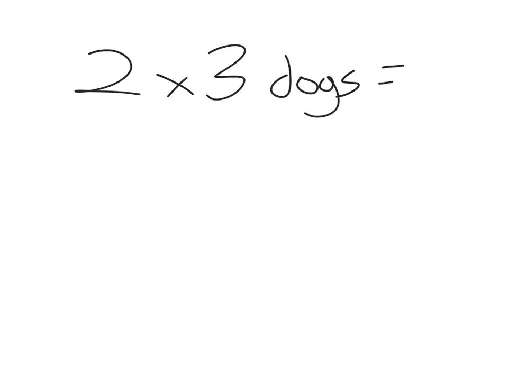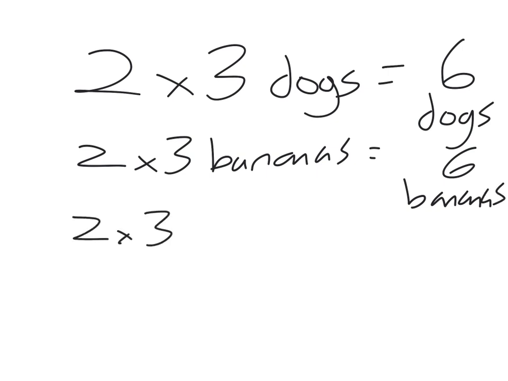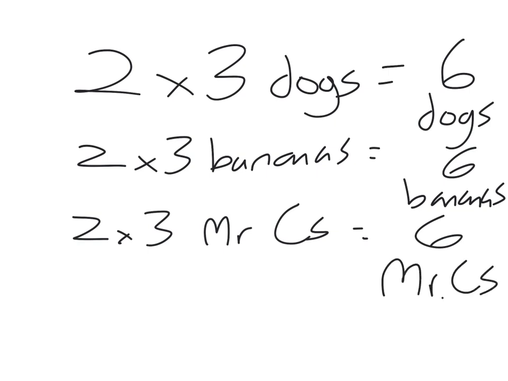Let's back up to 2 times 3 again, only this time let's label it 3 dogs. What would 2 times 3 dogs equal? Logically, it would of course equal 6 dogs. The same way that 2 times 3 bananas would equal 6 bananas. The same way that 2 times 3 Mr. C's would equal 6 Mr. C's. It's a scary thought, but that's what it would equal.